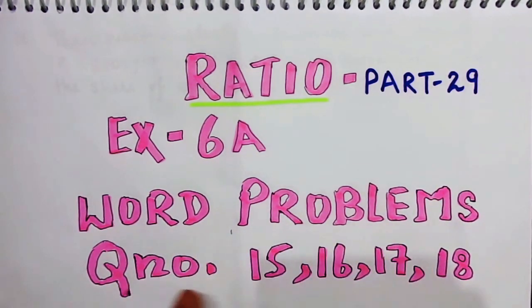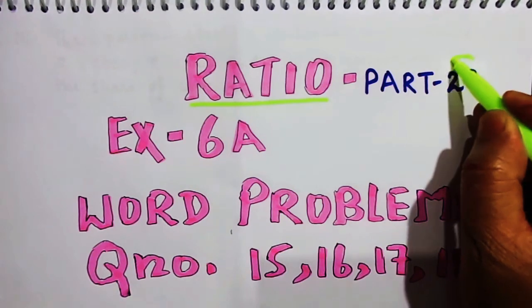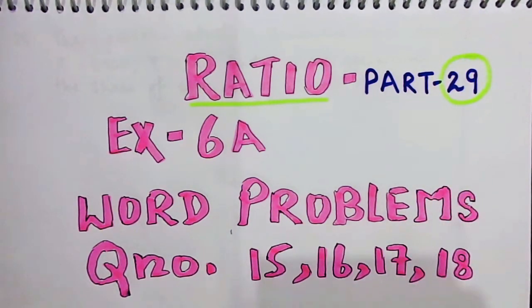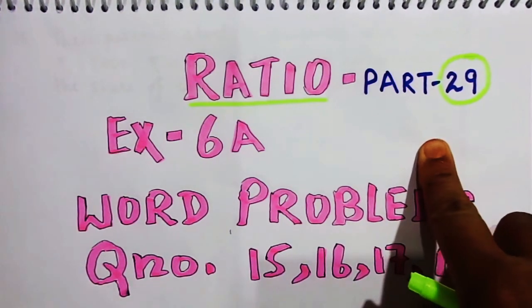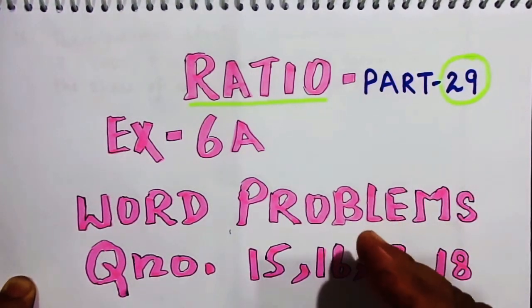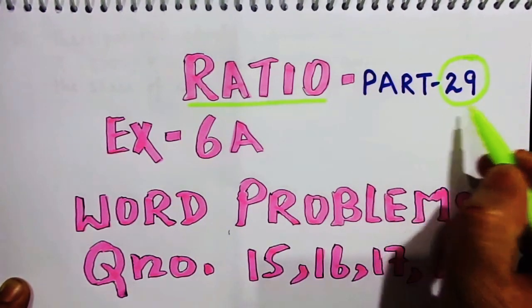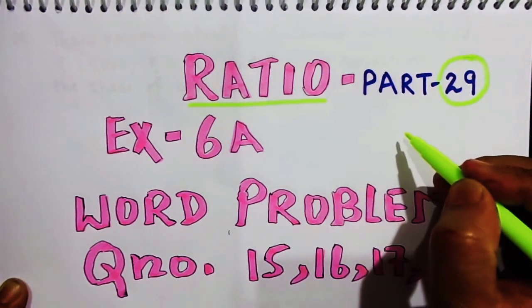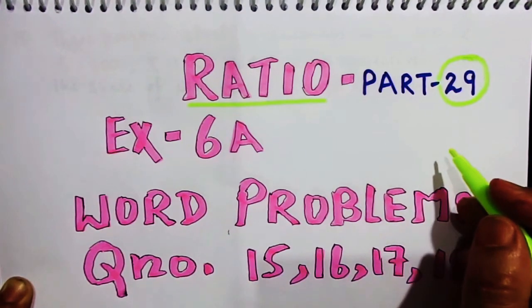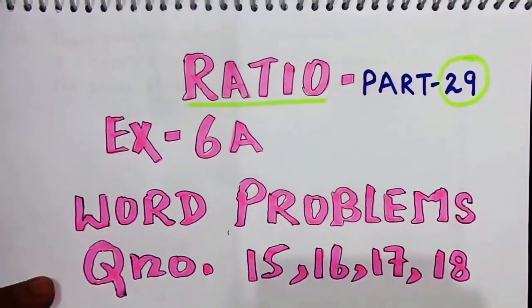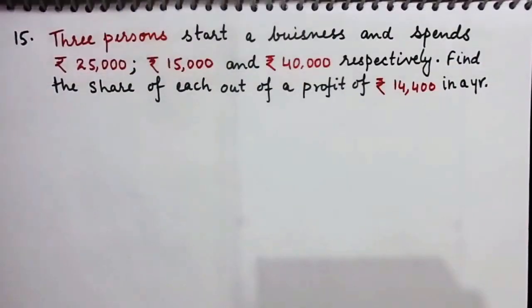Again I have chosen 15, 16, 17, 18, and you need to concentrate on this portion 29. Why? Because if you really want to understand this, you need to go back to 28. If you want to understand 28, you need to go back to 27. Isn't it? Do not miss any part of it. Otherwise, you might be in trouble. So let's start.